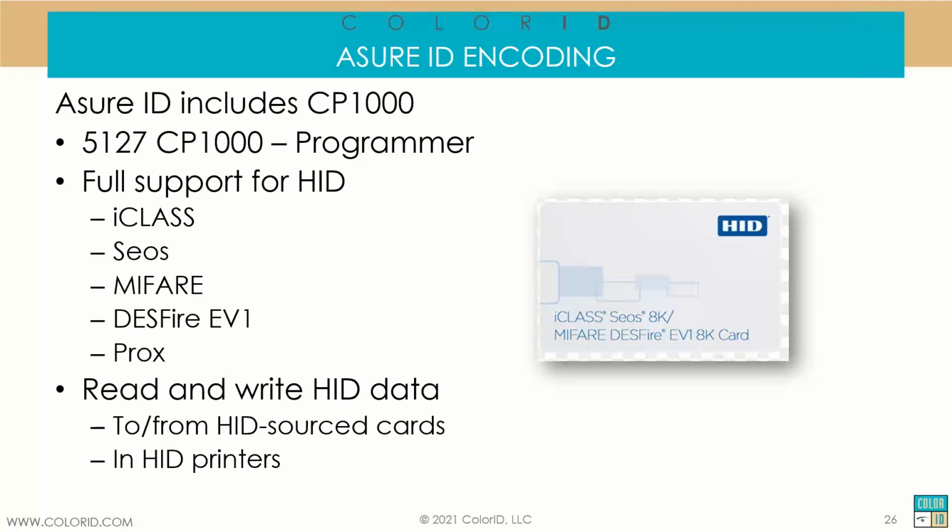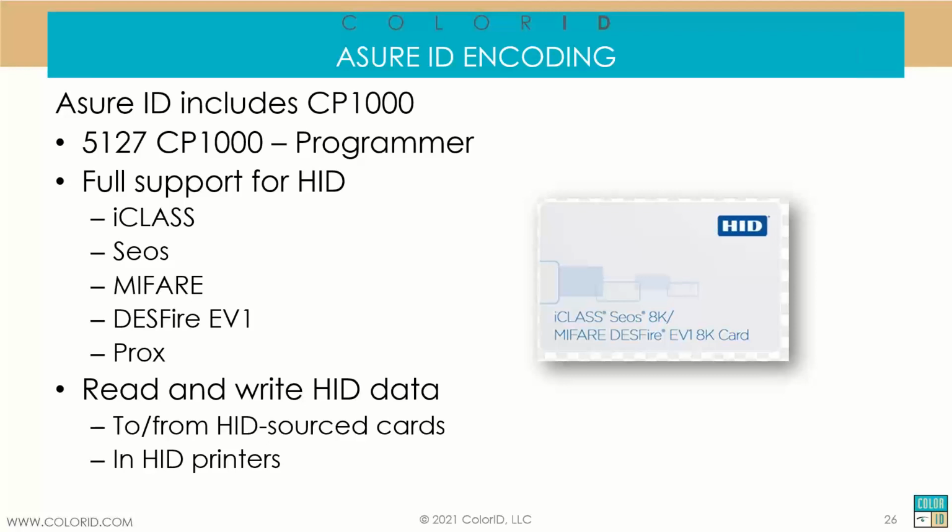The CP1000 programmer, iClass CIAS, MIFARE, DESFire EV1, prox, and then all of those are the HID SIO, the secure identity object. That is the way that HID readers decrypt the data when you present one of these cards to a reader at a door.